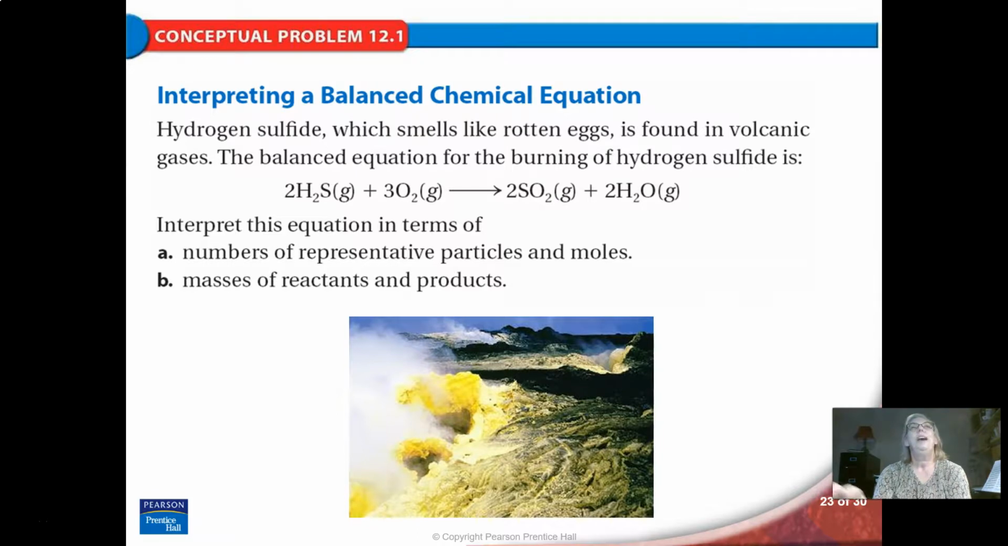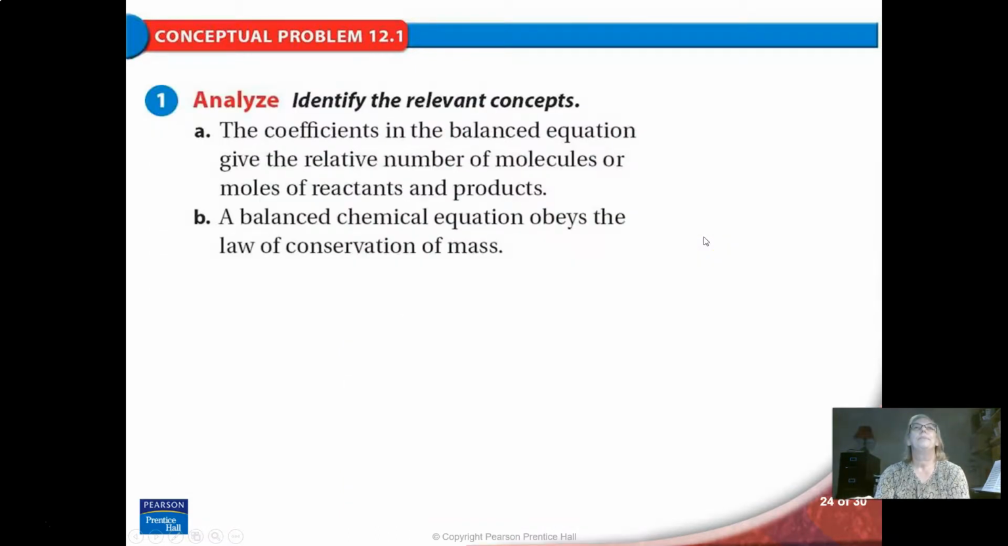Here's another example. We have this gas that comes out of volcanoes, and we can take that, add it to oxygen, and turn it into SO2 and water. So that's the balance. See, it's balanced. We got 4 hydrogens, 4 hydrogens. We got 2 sulfurs, 2 sulfurs, 6 oxygens, 4 plus 2 makes 6. So we're good. It's balanced.